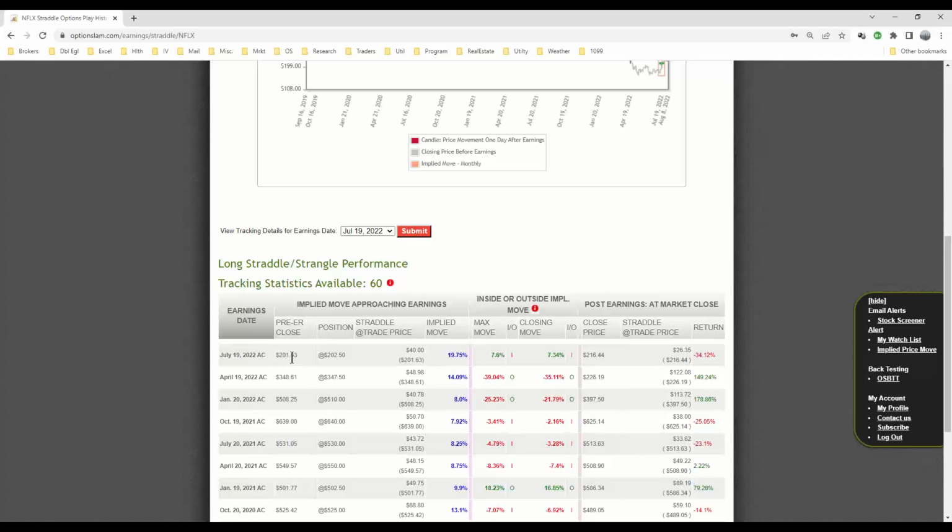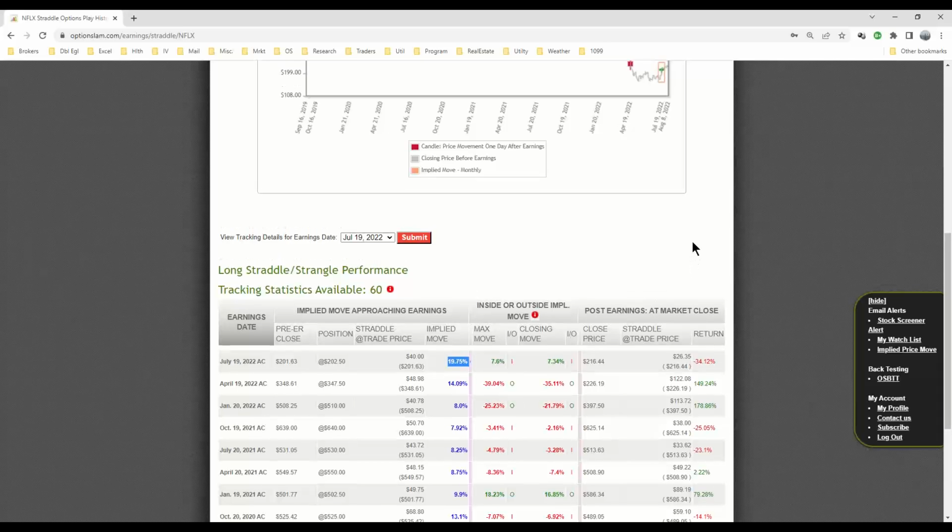The pre-earnings closing price. This is the final at the money straddle. This is the final closing at the money straddle implied move. If you were to open up this table here and click the submit button, this would be the last at the money straddle price that we collected prior to the earnings event. Okay? The final.